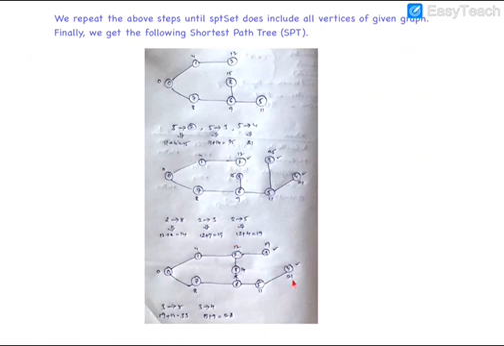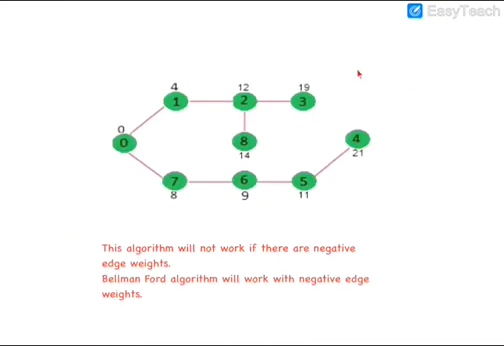So vertices not included are 3 and 4. Okay, so when we come to 3, adjacent vertices to 3 are 5 and 4. If we go from 3 to 5, the value will be 33, which is greater, so not updated. 3 to 4, the value is 28, which is greater, so not updated. So now 3 is included into the set. Now coming to 4, you can see there are no adjacent vertices which are not included in the SPT set. So this is what, in the end, we will be getting as the shortest path graph.